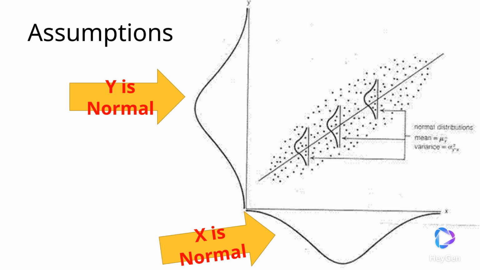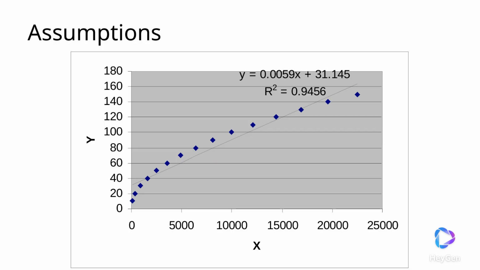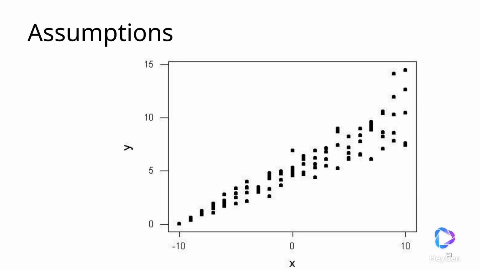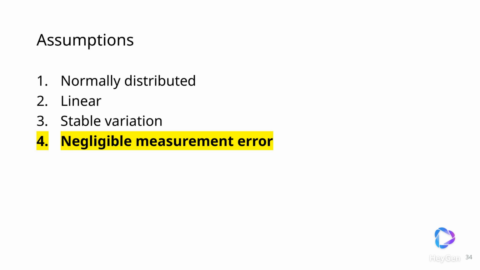Our test and findings were based on 4 assumptions. First is that x and y are normally distributed. Second is that the relationship between x and y is linear and not curved. Third, we assume that the variation of y at particular values of x is not proportional to x. Finally, fourth, we also assume that there is negligible error in measurement of the x variable.